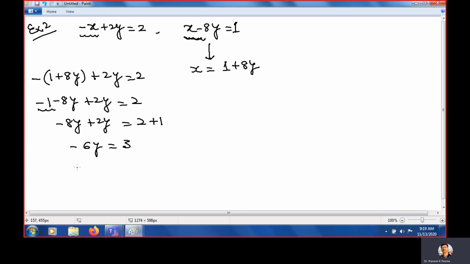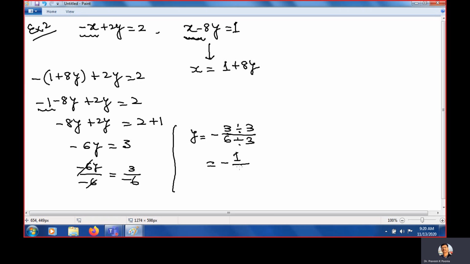Divide by minus 6. Minus 6y upon minus 6. It is 3 upon minus 6. This cancels. So what we are getting? We are getting y equals to minus 3 upon 6. But if you divide it by 3, how much will we get? Minus 3 divided by 3 is 1. 6 divided by 3 is 2. So the value of y is minus 1 upon 2. This is the first solution, the value of y.